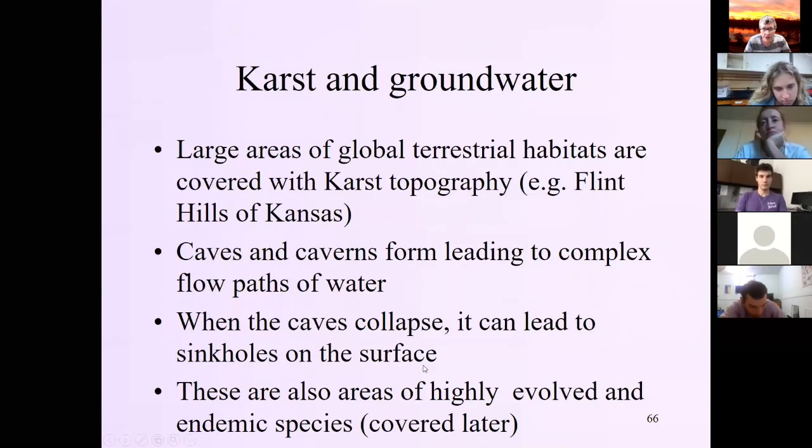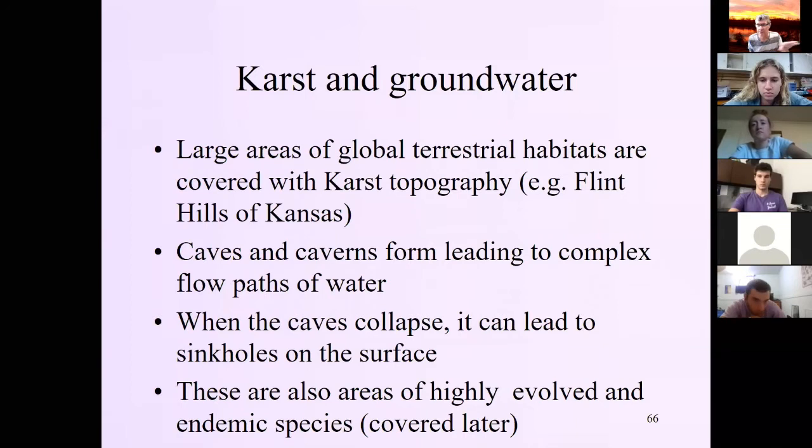So large areas of global terrestrial habitats are covered with karst limestone topography. And because that limestone can dissolve, it leads to caves, channels through which water and even rivers can flow underground, or very small caves. So the Flint Hills is a karst area, with layers of limestone and shale. The shale's not permeable and the limestone can dissolve. So we have really small caves, but we get flow of water through that.